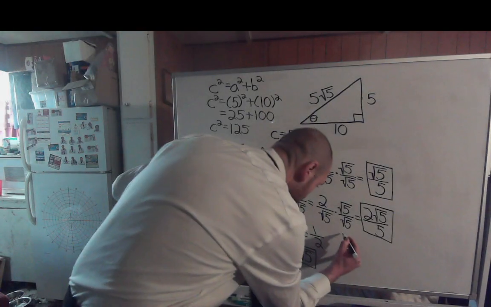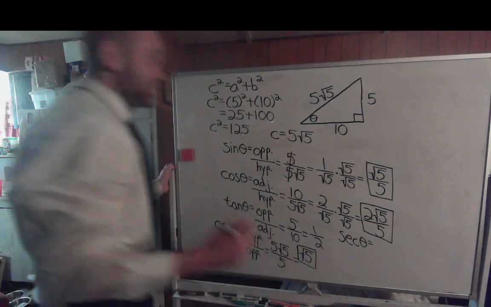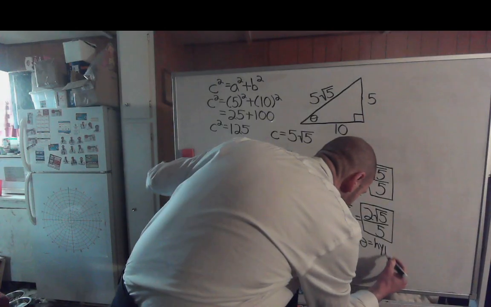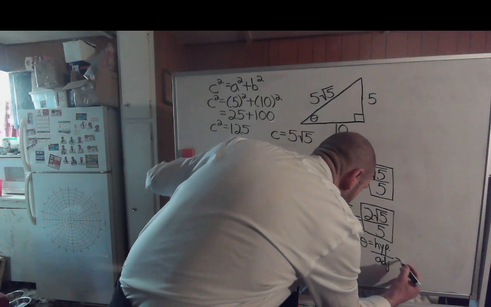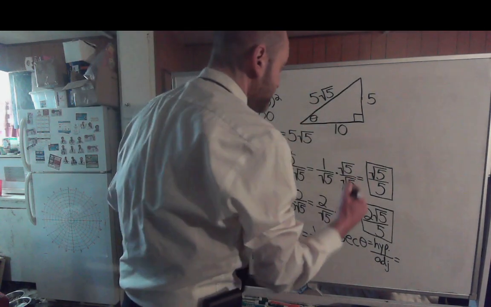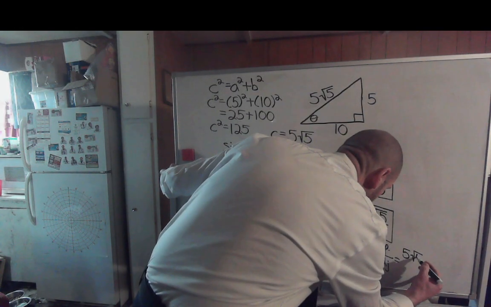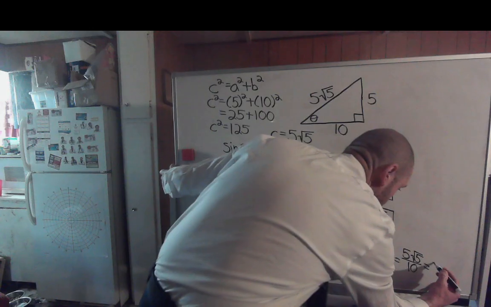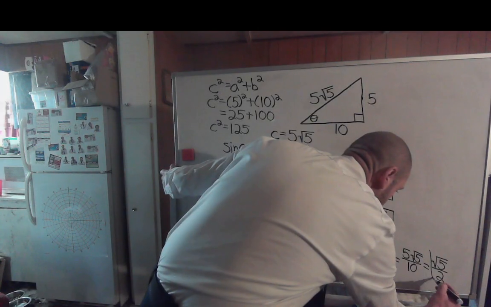Now let's find the secant of theta. Secant of theta is the reciprocal of the cosine. Your cosine's adjacent over hypotenuse, so this would be hypotenuse over adjacent. So the hypotenuse is 5 times the square root of 5 over 10 for your adjacent. That would give you square root of 5 over 2 for your secant of theta.